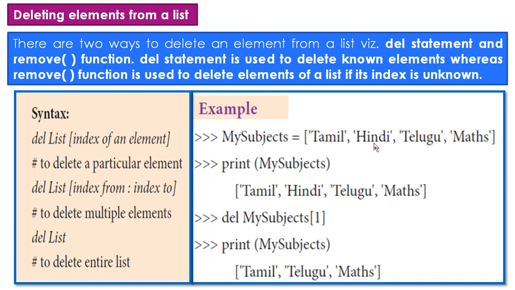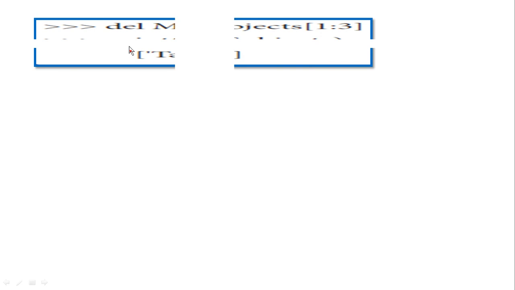My subjects: Tamil, Hindi, Telugu, Maths. Print my subjects. All the elements are printed here. Now delete a particular element: del my subjects[1], that is Hindi. So Hindi is deleted. Now print the values: Tamil, Telugu, Maths, except Hindi. So Hindi is deleted there.